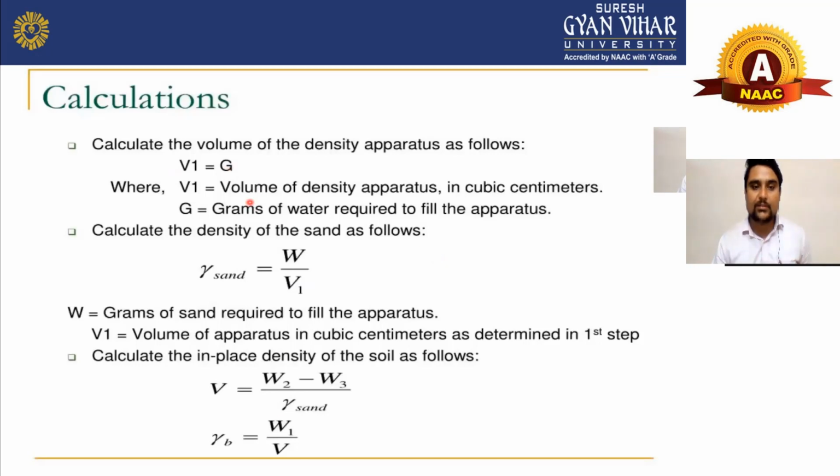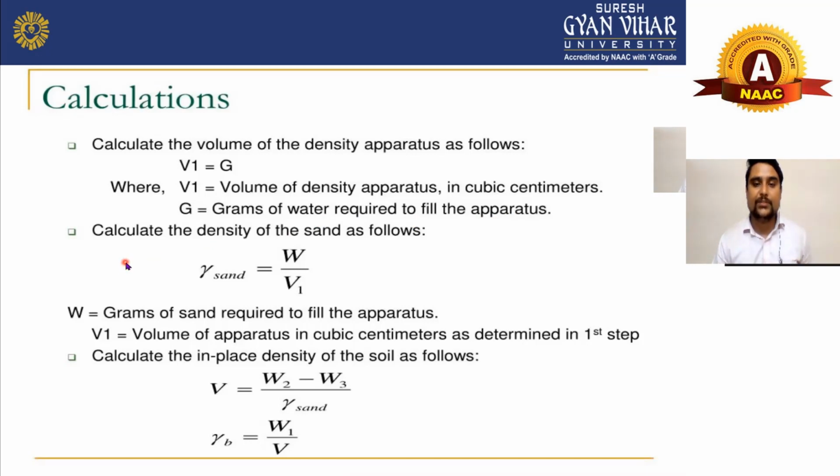Now, how will you do the calculation here? Calculate the volume of the density apparatus as follows: V1 is equal to G, where V1 is the volume of the density apparatus in cubic centimeters, and G is the grams of water required to fill the apparatus.